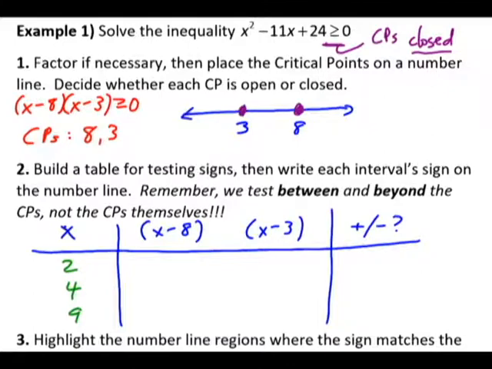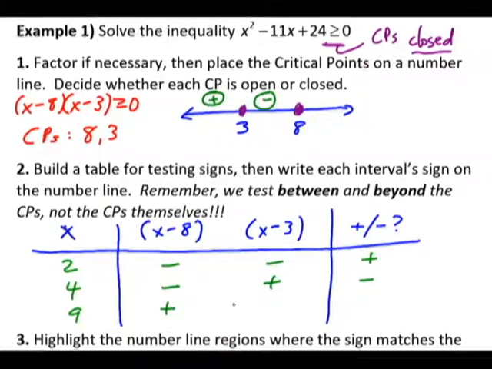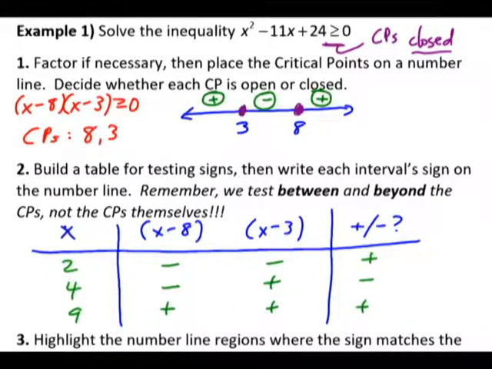Now I fill in positive and negative signs the same way we did last time. 2 minus 8 is negative, 2 minus 3 is negative. This will be a positive region. 4 minus 8 negative, 4 minus 3 positive. We'll have a negative region in the middle. Before we move on, I'd like to draw your attention to the fact that the signs are alternating across regions. This is part of the shortcut that I'm going to show you in a little bit. For now, though, let's continue.